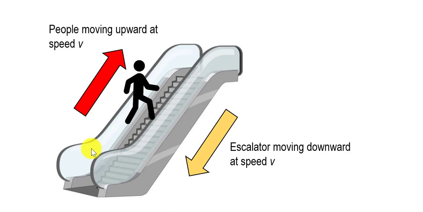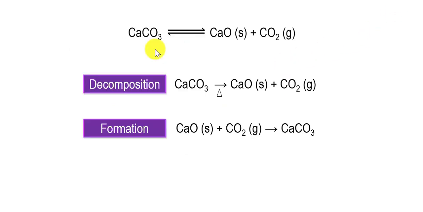One example of dynamic equilibrium is if you're moving upward on an escalator that is moving downward at the same speed, there is no change in your position. Consider the reversible reaction of calcium carbonate. This reversible reaction can be broken into two reactions. The first reaction involves the decomposition of calcium carbonate, where it will form calcium oxide and also carbon dioxide gas. And the second reaction involves the formation of calcium carbonate from the reaction of calcium oxide with carbon dioxide.